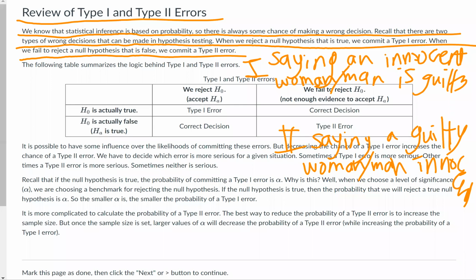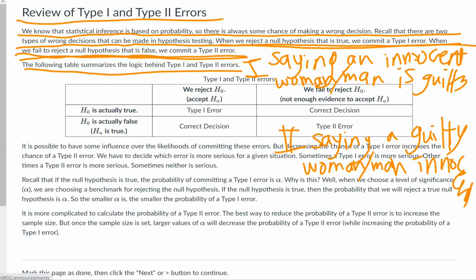But on the other hand, type 2 errors are saying the guilty man or woman is innocent. So a type 1 error is saying an innocent man or woman is guilty. A type 2 error is like saying a guilty man or woman is innocent. So you're making a mistake either way, but what kind of mistake is it? Back to the context of the hypotheses: when we reject the null hypothesis that is true, so we say an innocent person is guilty, that's a type 1 error. When we fail to reject the null hypothesis that is false, so someone's guilty and you say they're innocent, that's a type 2 error.